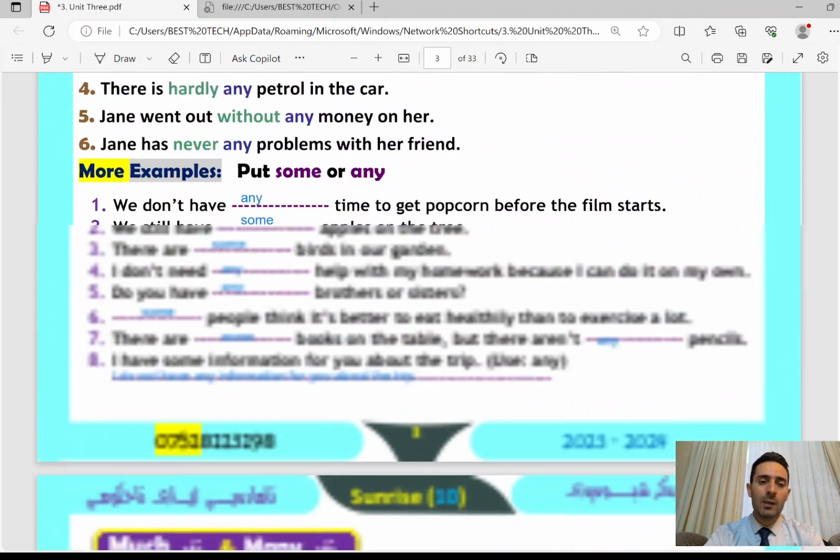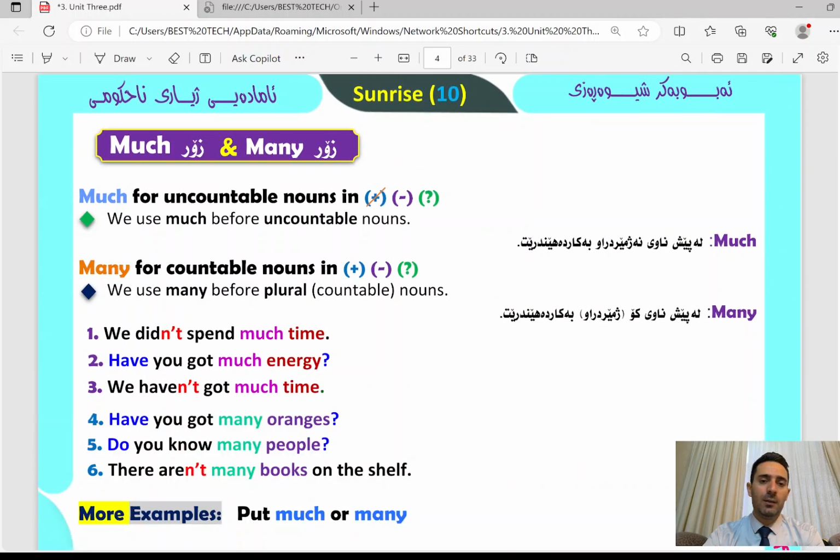Alright, yes. Let us talk about much and many. Dear students, when we talk about much and many, don't focus on the negative, positive or question form.